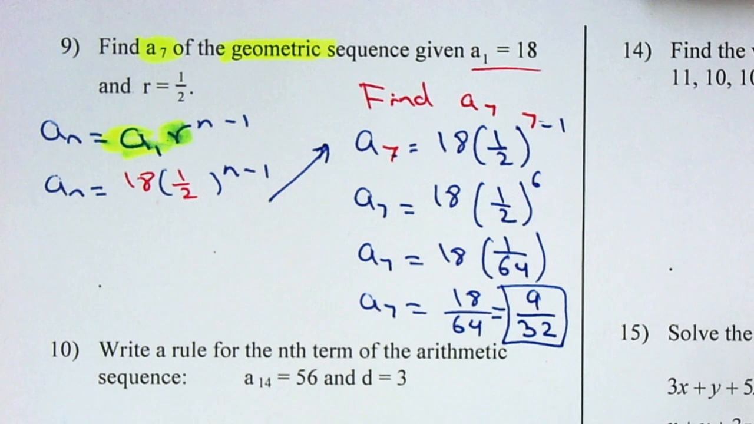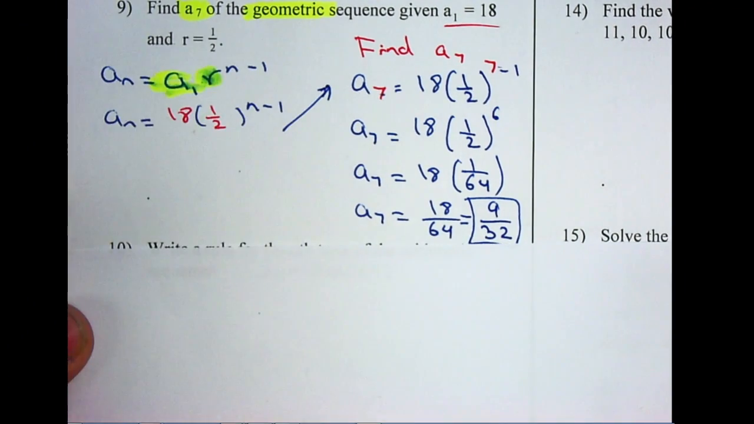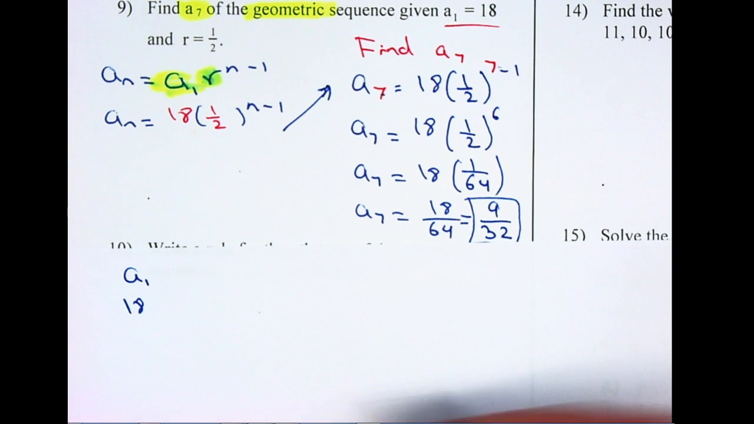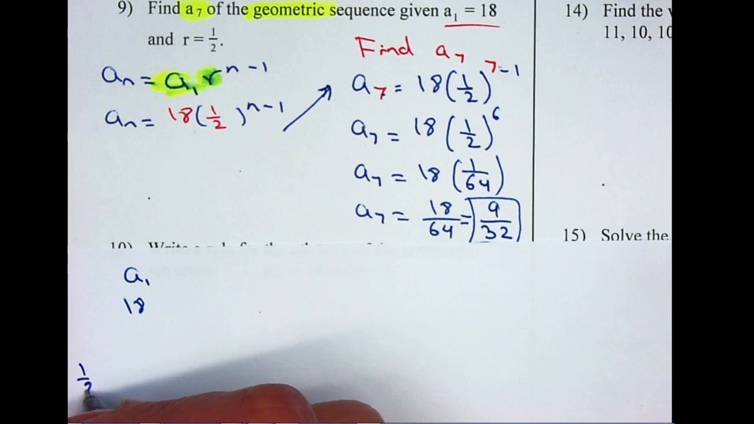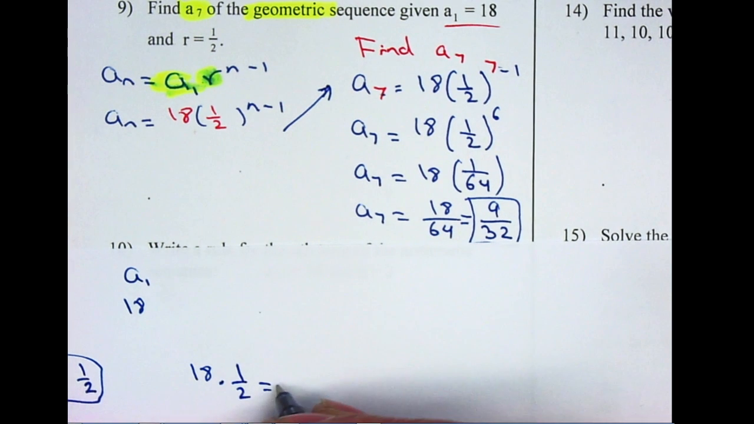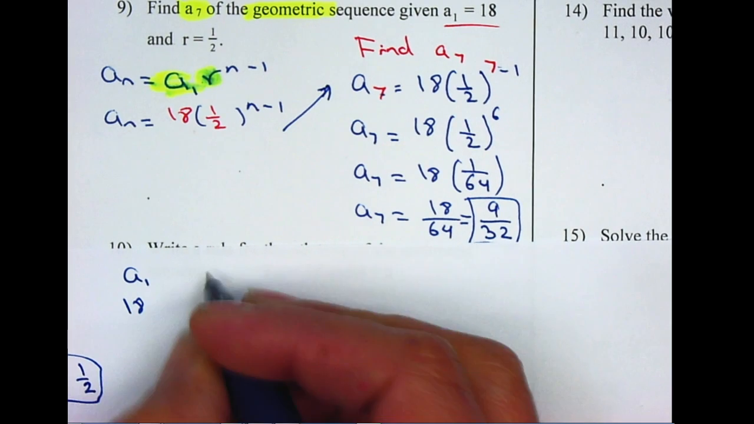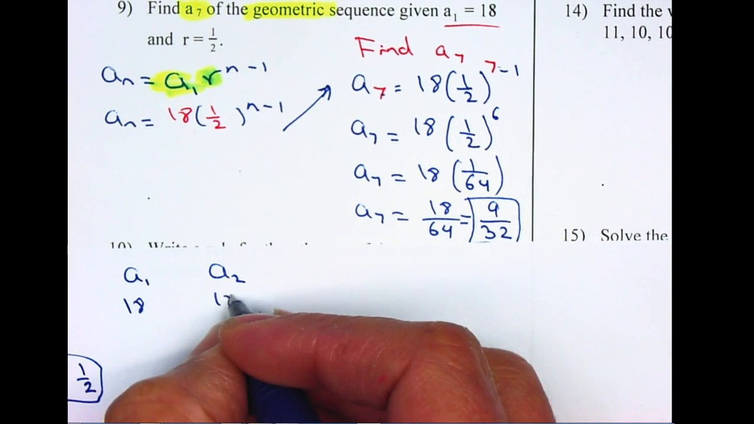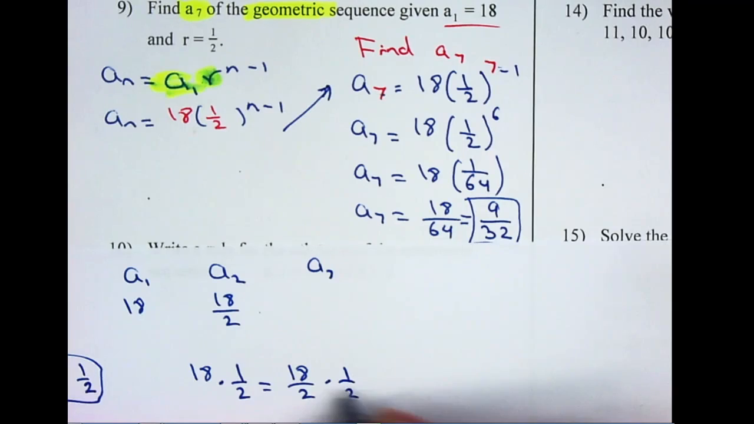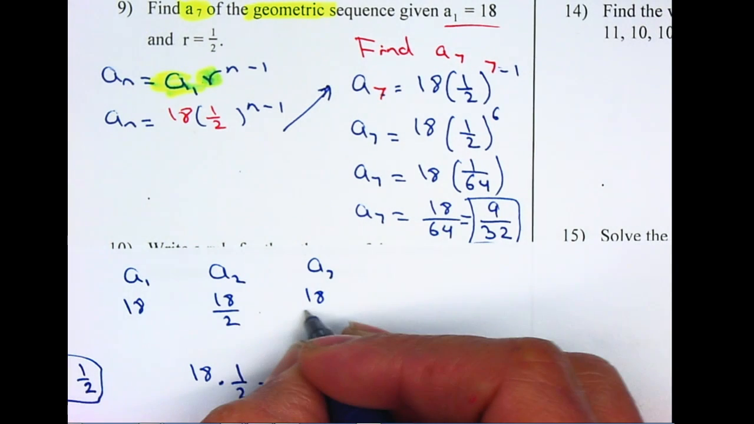That'll be your answer. Now, some of you guys might say, Mr. Diaz, if I know that the first term is 18, and I know that the ratio is 1/2, so in order for me to find the second term, can I just do 18 and then multiply by 1/2? That gives me 18/2. That'll be the second term. Then to find the third term, I multiply by 1/2 again. That gives me 18/4, and that'll be the third term.